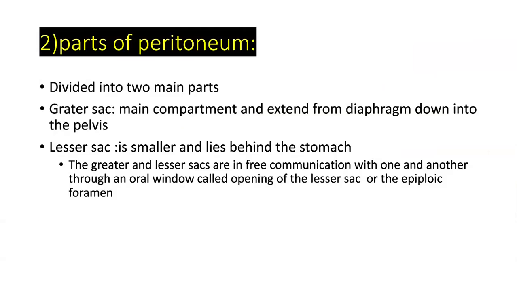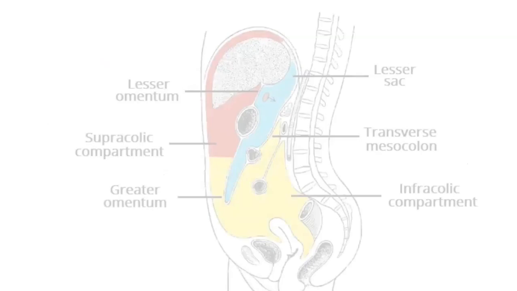So the peritoneum is basically divided into two main parts: the greater sac and the lesser sac. The greater sac is the main compartment and extends from the diaphragm down into the pelvis. The lesser sac is smaller and lies behind the stomach. The greater and the lesser sacs are in free communication with one another through an oval window, which is also called an opening and named the epiploic foramen.